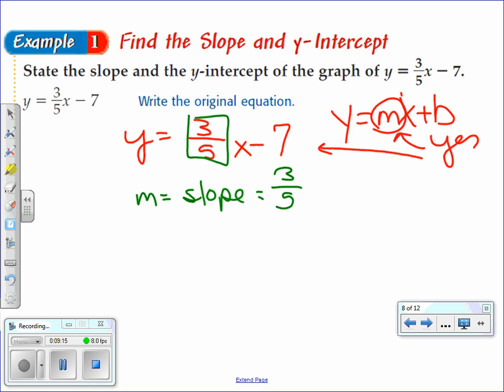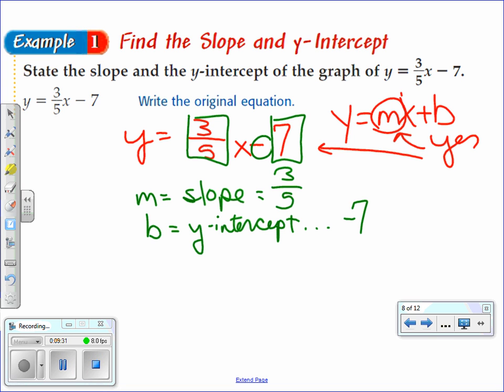I can look at this equation and I see b. B is the y-intercept. The y-intercept is what? Negative 7. Don't forget this guy, negative 7. That's pretty easy. It's a lot easier than plotting a lot of points. Okay, so the first step in finding the slope and the y-intercept from an equation is to write the original equation, look for m, and look for b.